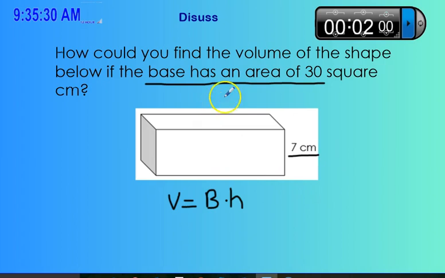You don't actually have to do that, but I just want you to know that if they tell you the area of the base and they give you the height, that's all of the information you need. You don't always need 3 measurements because the base is already 2 measurements combined. It is length and width.